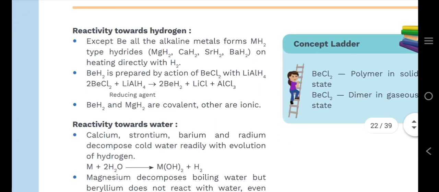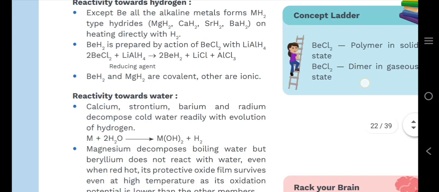Reactivity towards hydrogen. Except Be, all the alkaline earth metals form MH2 type hydrides on heating directly with hydrogen. BeH2 is prepared by the action of BeCl2 with LiAlH4: BeCl2 plus LiAlH4 gives BeH2 plus LiCl plus AlCl3. BeH2 and MgH2 are covalent and the others are ionic in nature.